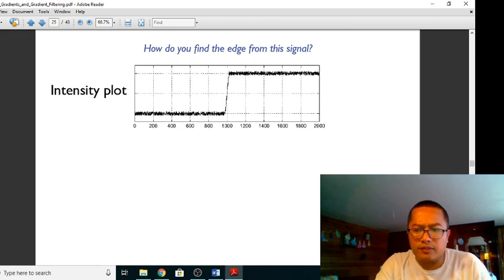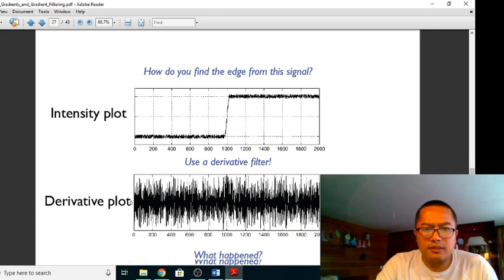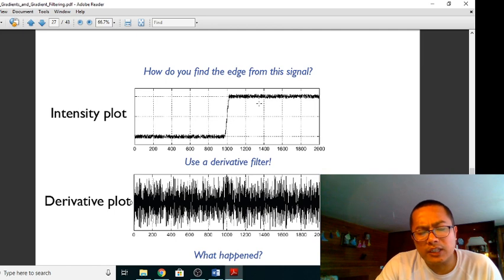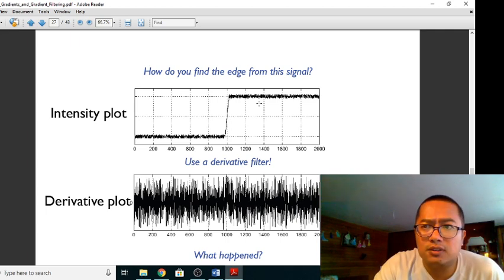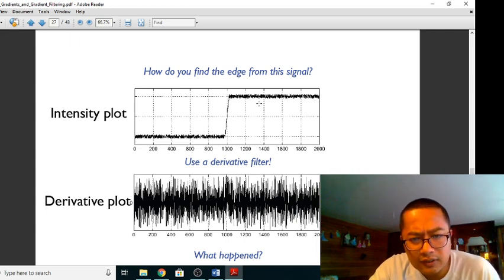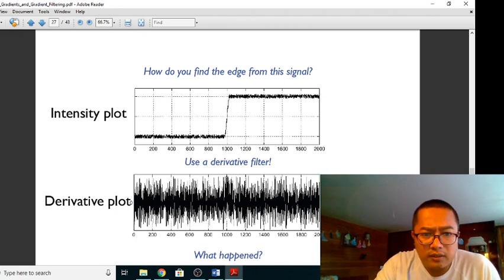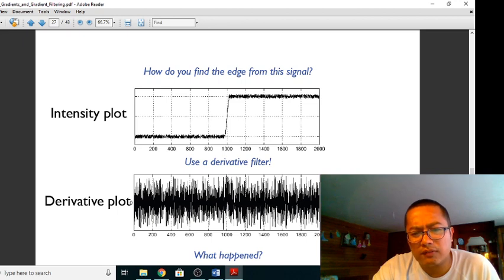So if this is an intensity plot on the image, how do you find an edge? We already said you find an edge by using derivative filters. If you use a derivative filter, a Sobel filter, a Laplacian filter, a Prewitt filter, a Roberts filter, any filter, and you convolve it with an image, then you get this. But you can't see an edge here. How come? We just said the derivative will find the edge very easily for us, and the derivative plot will have a very high peak, and that will be an edge. But here you can see there are no peaks.